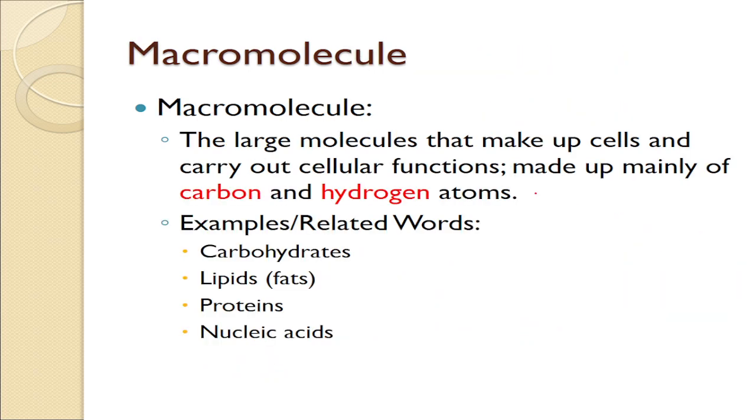So next is macromolecules. When we say macro, they are large. Macromolecules make up cells and help them carry out cellular functions. They are made up mainly of carbon and hydrogen atoms. For example, carbohydrates, lipids, proteins, and nucleic acids. Carbohydrates are the source of energy.